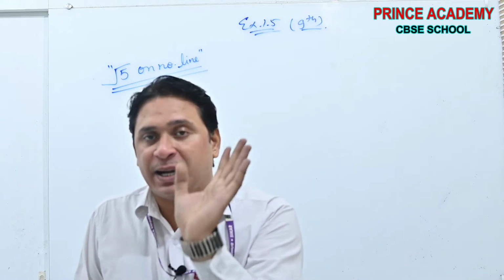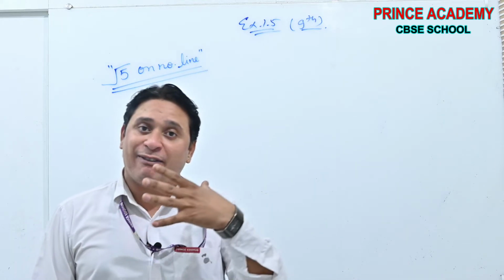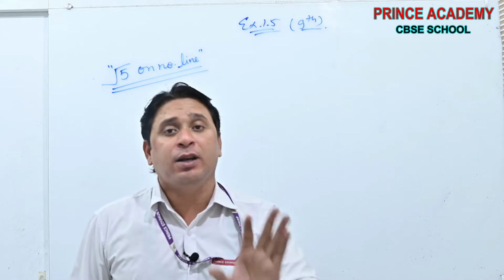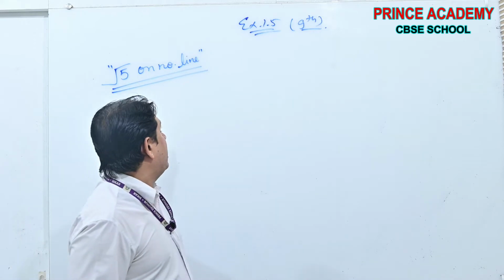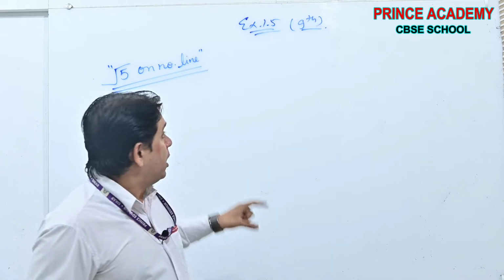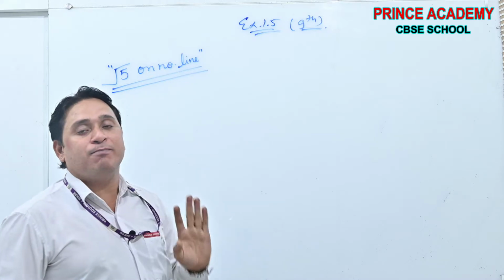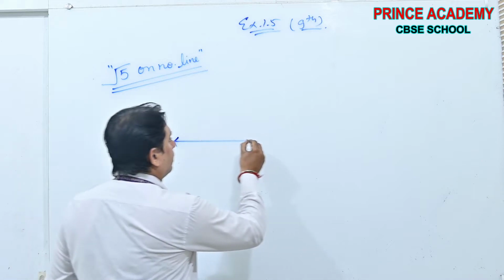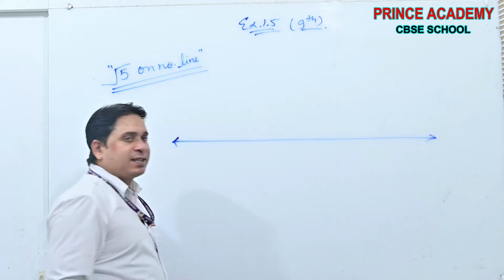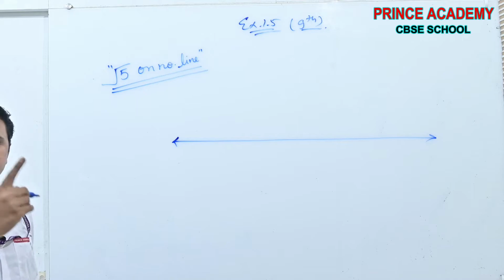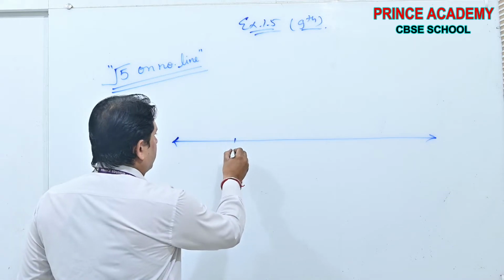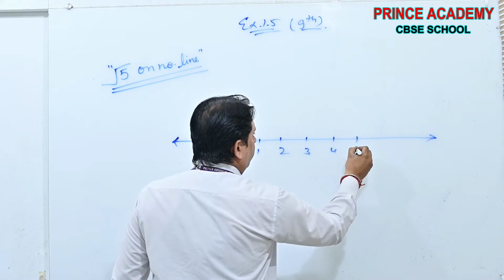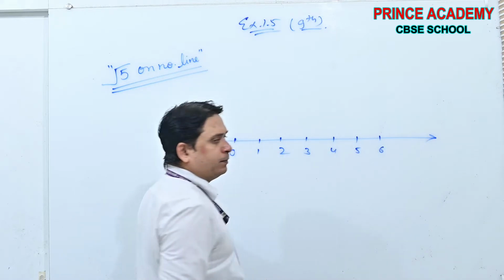Now see beta, whatever I am doing, I will prove the construction also. Don't worry, I will justify my construction. Once you see the example, how I am locating this root 5 on the number line, don't worry. See. This is the number line: 0, 1, 2, 3, 4, 5, 6 and so on.